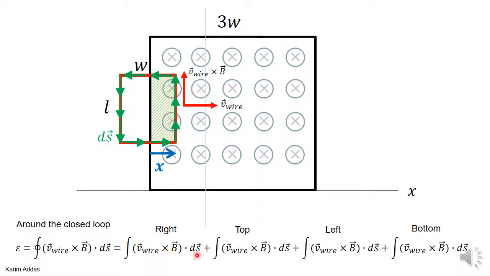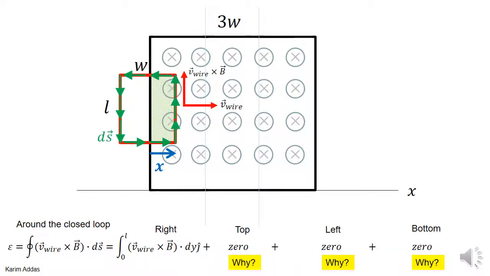So basically you have 4 integrations to do. And it's going to turn out very easy. There's only one integration we need to do, but this is what it would be like in general. So why are these 3 zeros? Why is the term on the top 0? Let's see. V wire is this way, to the right, and the magnetic field is into the page. So V wire cross B is upwards like this.